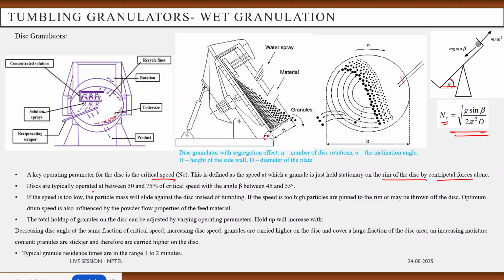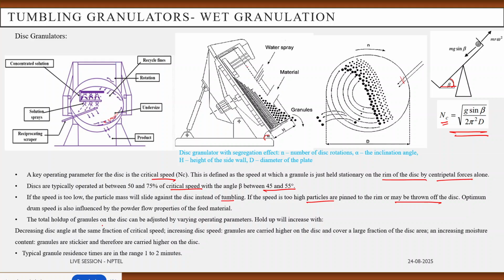Now the discs are typically operated between 50 to 70% of the critical speed with an angle beta between 45 to 55 degrees. If the speed is very low, the particle mass will slide against the disc instead of tumbling, and if the speed is very high, then the particles are pinned to the rim or may be thrown off the disc. Optimum drum speed should be maintained for proper flow properties.